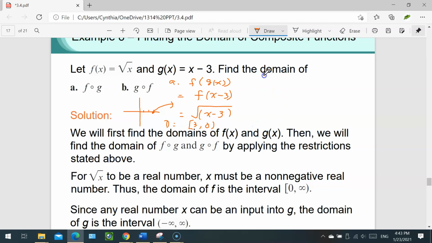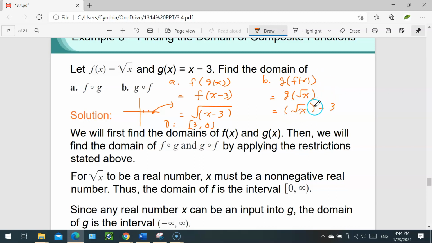We do part B. B has g compose f, so I have the g function outside, f of x inside. Now we start from f of x. It's the root x. And your g stays outside. The g function has x minus 3. So when I hear the x, I leave it blank, minus 3. Now I just replace this blank with root x.